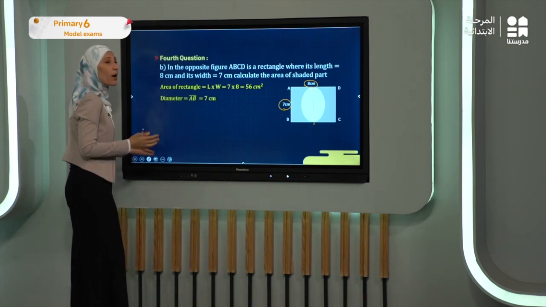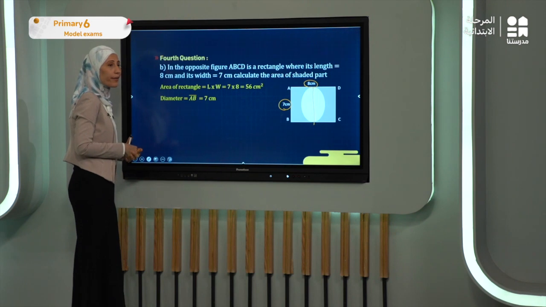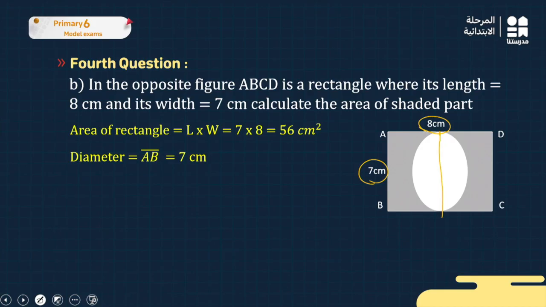Now I can find my area. Of course, I can find my radius from the diameter. How can I do that? By making diameter divided by 2. So 7 divided by 2 to find the radius gives me 3.5 centimeters. It's a decimal number. So what? I can use it. So I am going to start applying my rule.